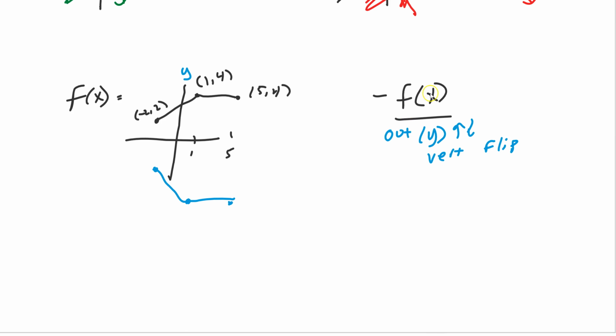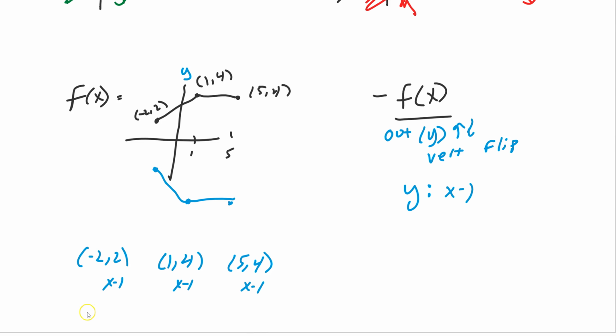Other way to do it, like I said earlier, you can actually just do the math on it. What's going on here is you're multiplying your function by -1. So if I get all my points, another way to do this is just multiply all your y values by -1. So if I multiply my y by -1, I get -2, -2, 1, -4, and 5, -4. If I graph that, -2, -2, 1, -4, 5, -4, right?